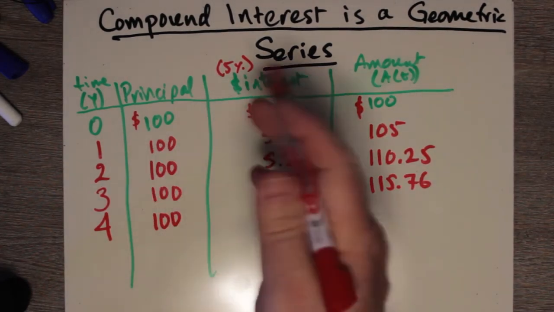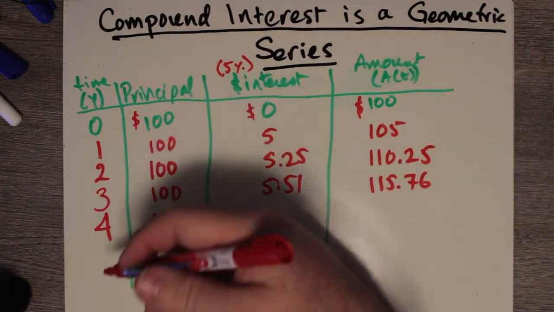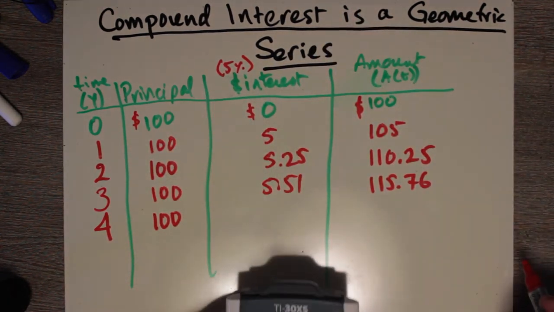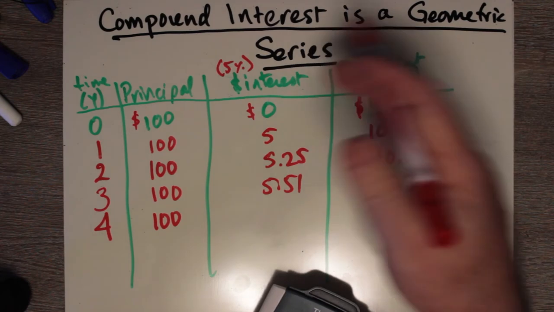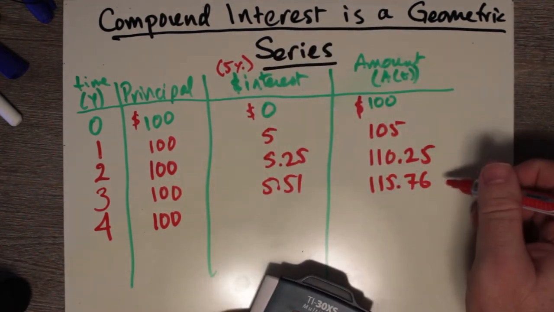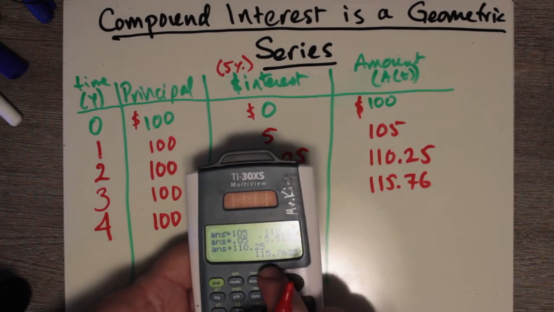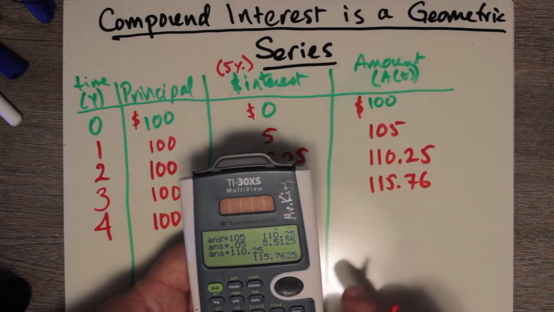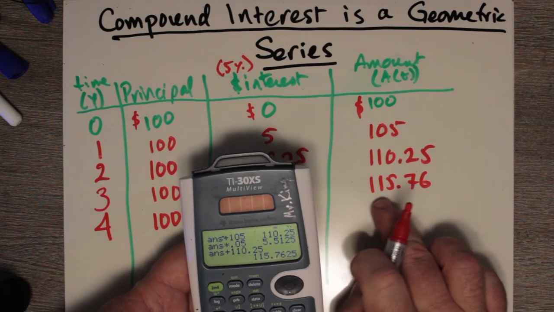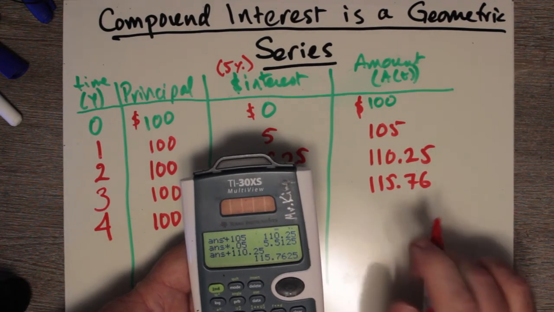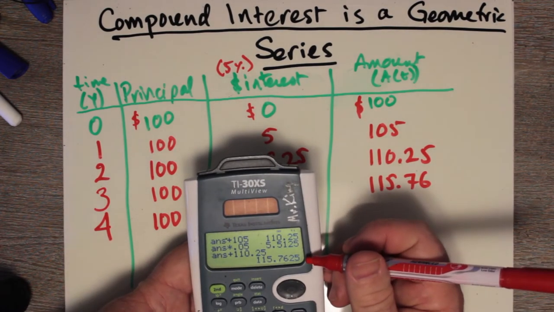$100 is still in there. The principal never changes. We never added any money to our investment. The only thing that's happening is that the amount is changing because it's gathering interest. So now we take 5% of the last amount. Now I said to take 5% of 115.76. Now this will be a much more accurate number.